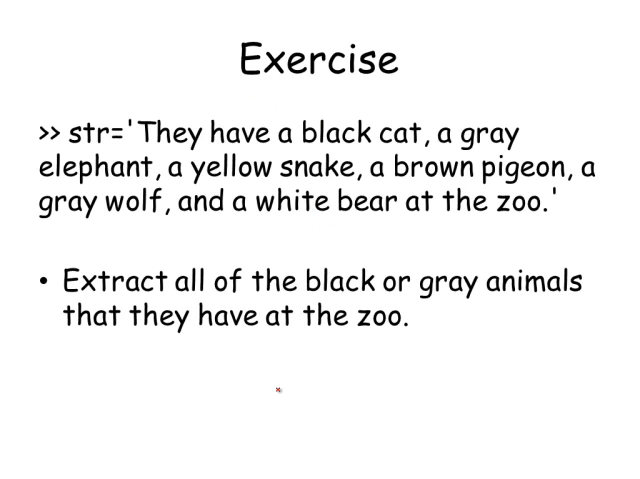Another exercise. Given that string, extract all of the black or gray animals that they have at the zoo. The sentence is: they have a black cat, a gray elephant, a yellow snake, a brown pigeon, a gray wolf, and a white bear at the zoo. You are asked to extract only the black or gray animals. It should be simple. Give me the previous slide.